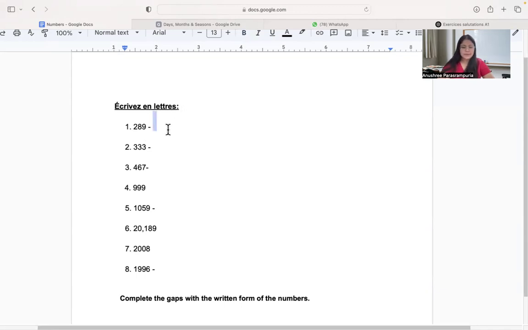Okay, let's see. 289, or how do we say 289? We've already seen this. 200 is going to be deux cents. Remember, there is no S here. 89, and that is your 89. 289. Let's see 333. 300 is 333. 33.